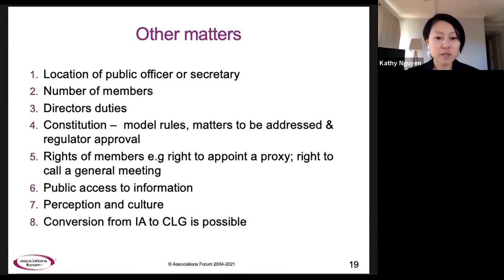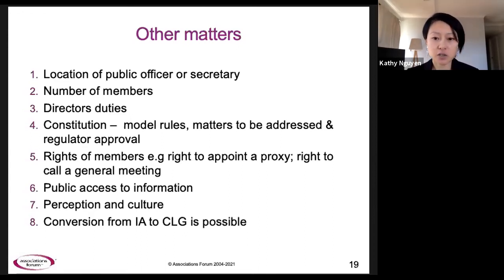Now, the rights of members. In the Corporations Act, the rights of members is much clearer because the state acts generally leave it up to whatever is in the constitution. And when we say rights of members, we mean, for example, I've given some examples, the right to appoint a proxy at a general meeting, the right to call a general meeting. So under the Corporations Act, it is required that if 5% of the membership requests a general meeting, then it needs to be held.